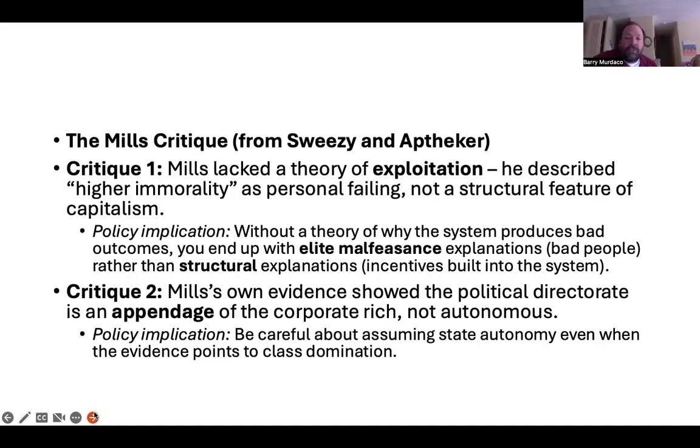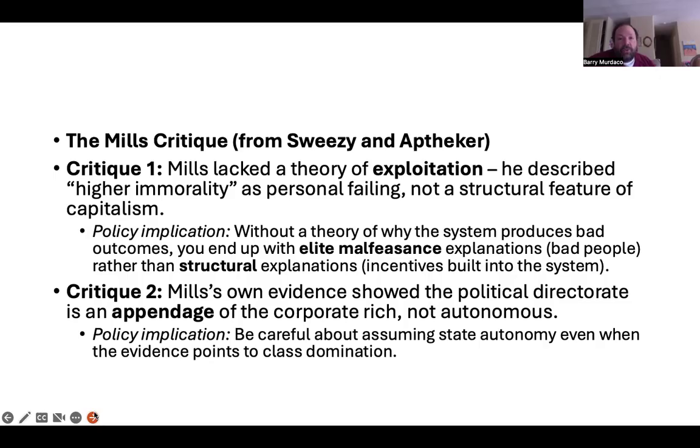Critique number 2, Mills's own evidence showed what he called the political directorate is an appendage of the corporate rich, not autonomous. So again, be careful about assuming state autonomy, even when the evidence points to class domination. Mills separates the power elite into the political, economic, and military realms, and shows that each aspect of this elite is, according to him, independent of each other, yet they act in concert in many situations.